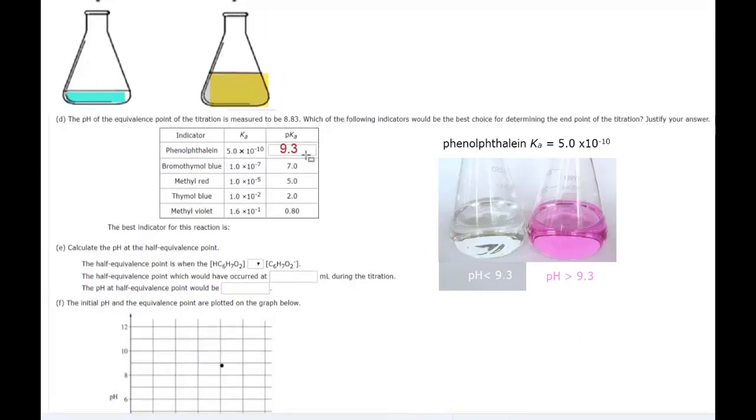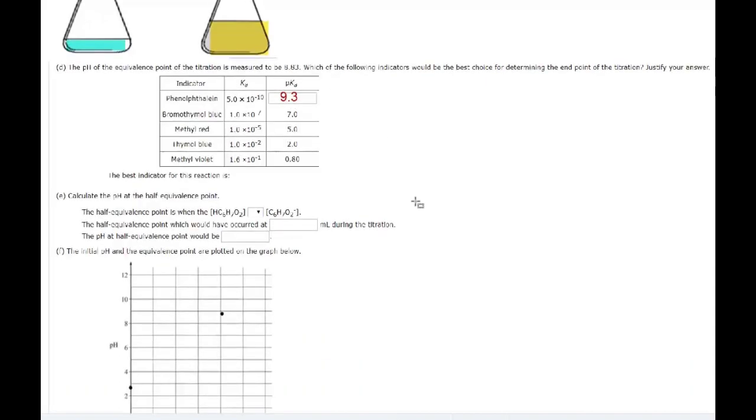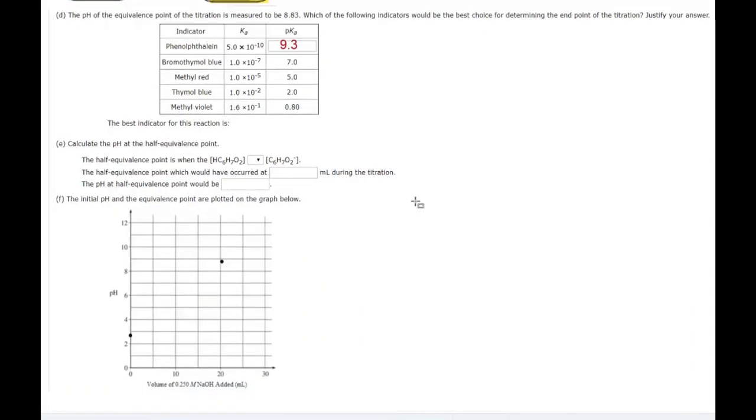So phenolphthalein changes at 9.3. The equivalence point is 8.83. That's close enough. It's certainly better than 7. And this is going to be the steep part of the curve, so it'll be close. Generally, when you use phenolphthalein, we wait for it to turn a really light pink, so that gives us more accuracy. So let's go on to the next one. That's simple enough: indicator, pKa, color change.